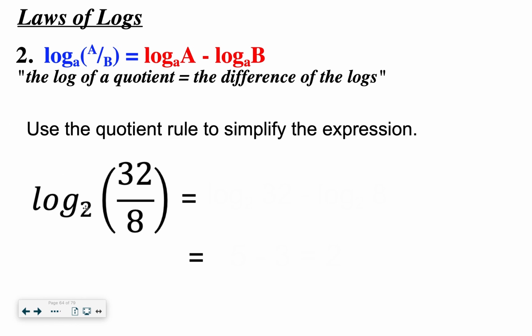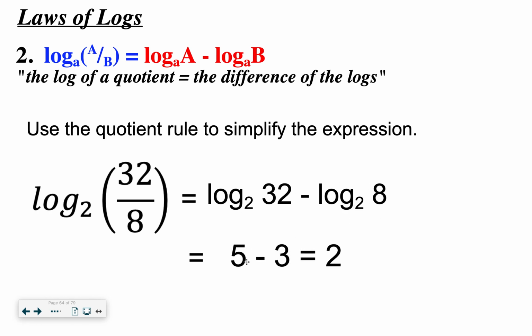So quick example, log base 2 of 32 divided by 8. Granted, it probably would be easier just to take 32 divided by 8 because that's 4. And log base 2 of 4 is 2. That was pretty easy to do in my head. But if I wanted to use the quotient property, it says I can separate the 32 and the 8 with a difference. So log base 2 of 32 minus log base 2 of 8. And then I can evaluate the logs separately. So log base 2 of 32, we just talked about both of these. This one is 5, this one is 3, and 5 minus 3 is 2.